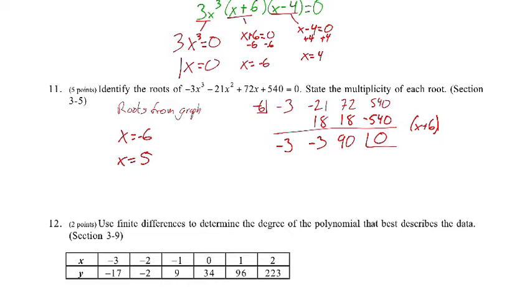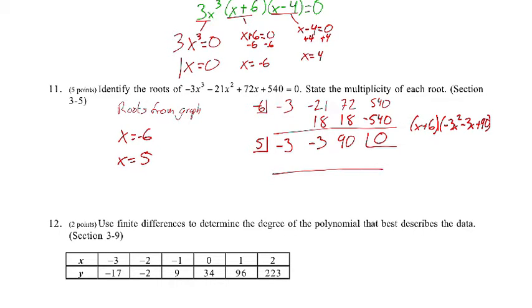So we have x plus 6, and we're left with negative 3x squared minus 3x plus 90. And we're going to factor that out a little more using that root of x equals 5. Now the nice thing is we already have all those coefficients written. So we're going to factor out the factor that we get from x equals 5, which is x minus 5.